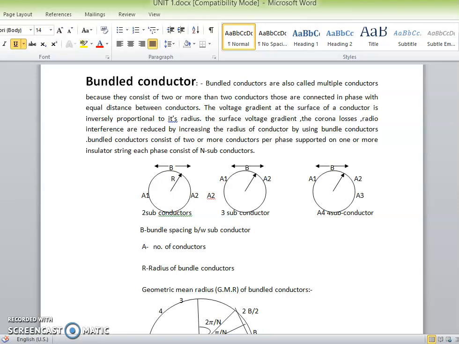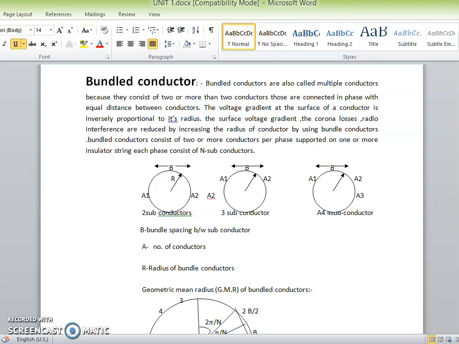Bundle conductors are also known as multiple conductors because they consist of two or more than two conductors. Those are connected in phase with equal distance between conductors. The voltage gradient at the surface of the conductor is inversely proportional to its radius. The surface voltage gradient, the corona losses, radio interference are reduced by increasing the radius of conductor by using bundle conductor, because we have already discussed that the voltage gradient at the surface of a conductor is inversely proportional to its radius. So we increase the radius of conductor by using bundle conductor.